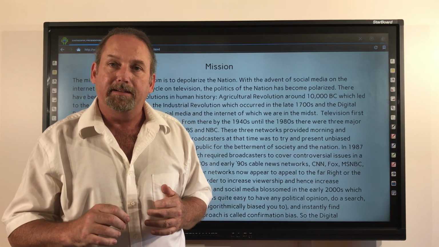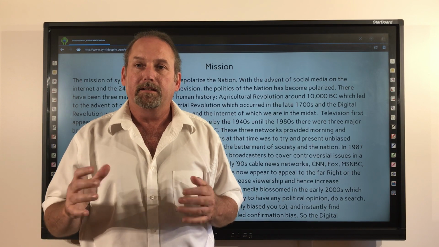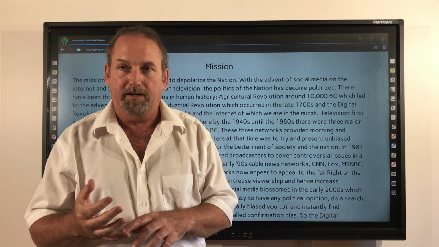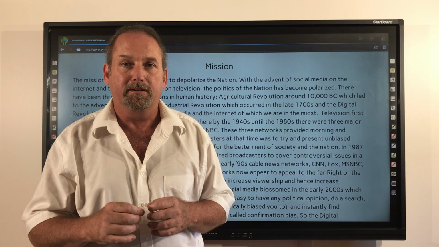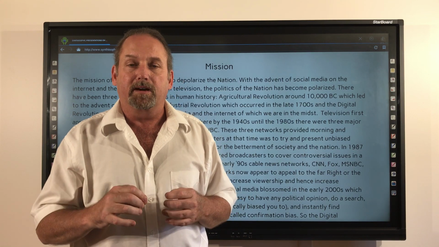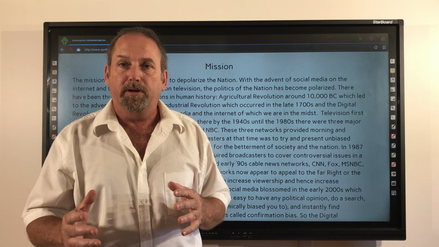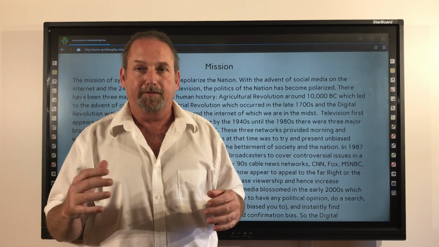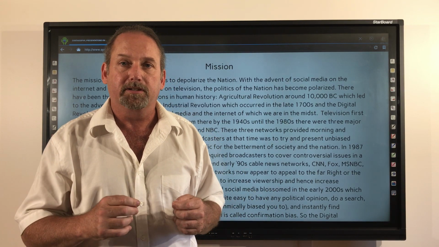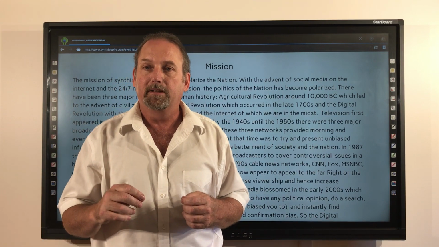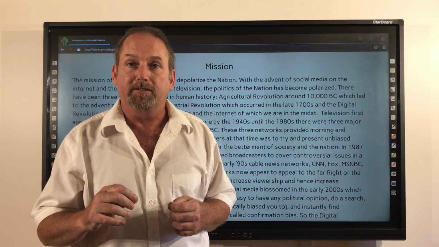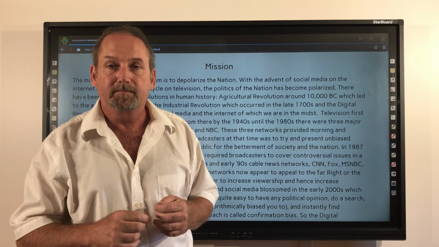In the late 1980s and early 1990s, cable news networks came out. CNN, Fox, and NBC started. And they started broadcasting news 24/7. Such major networks now appear to appeal to the far right or the far left in their biased presentation in order to increase their viewership, increase their advertising rates, and make more money.